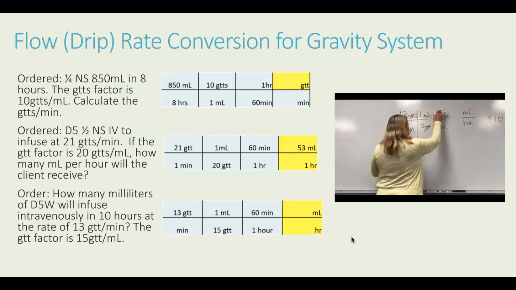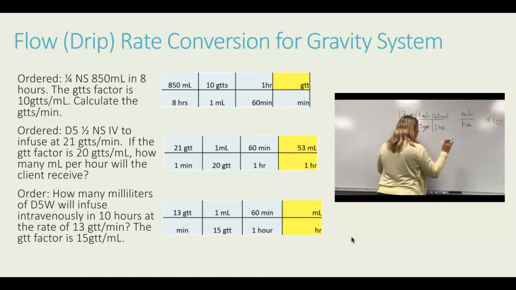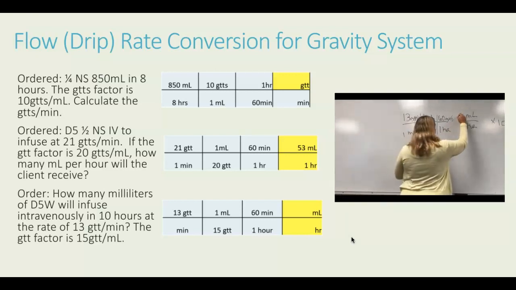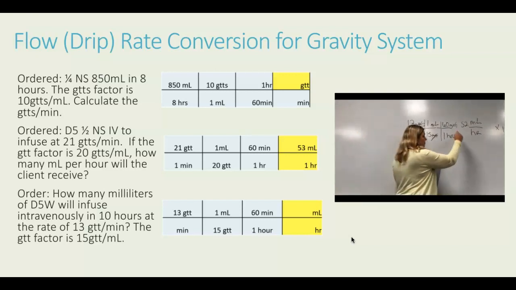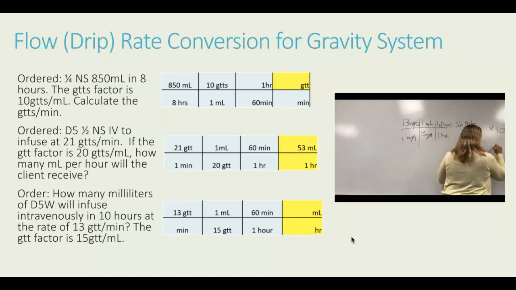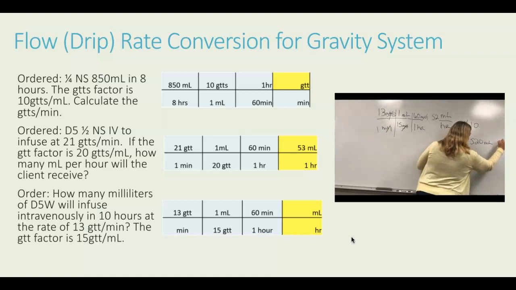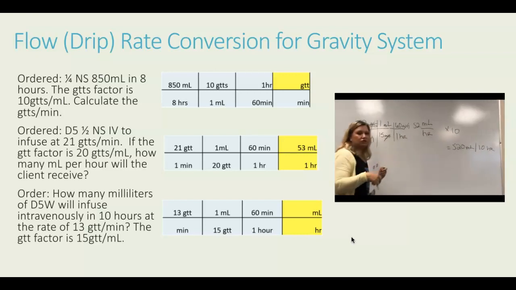13 times 1 times 60, divided by 1, divided by 15, divided by 1, and that answer would be 52. But it's asking, well, how much is going in 10 hours? So it's going to be 52 times 10. So our answer would be 520 milliliters in 10 hours. Sorry, my handwriting is not the best, but I think you get the gist.